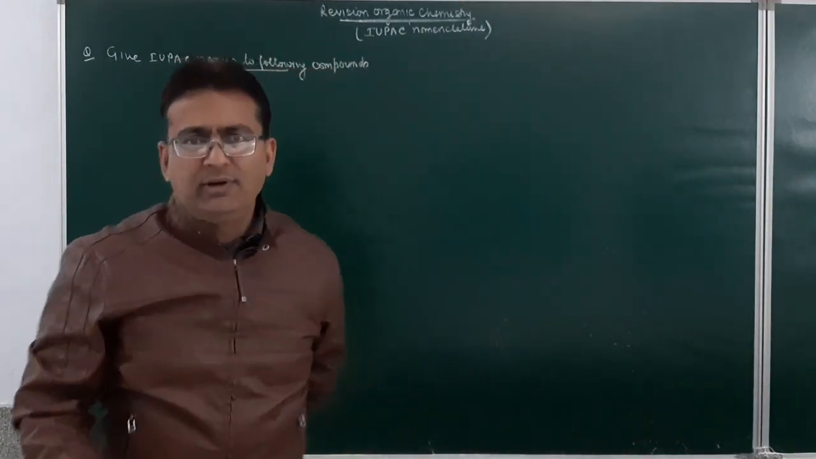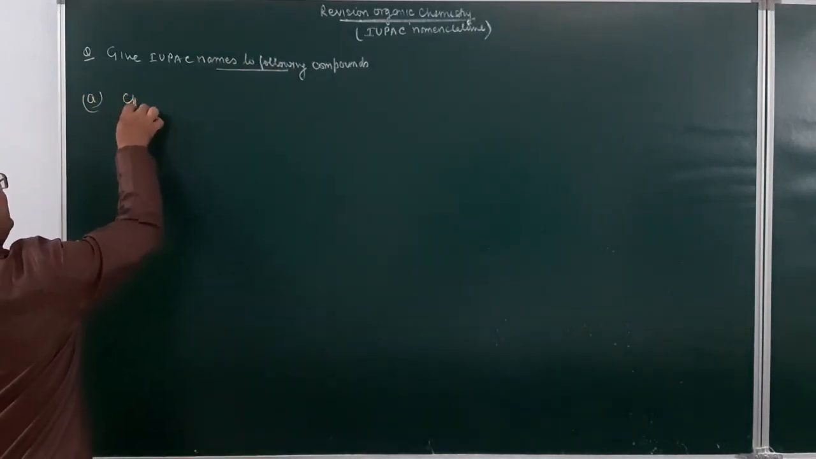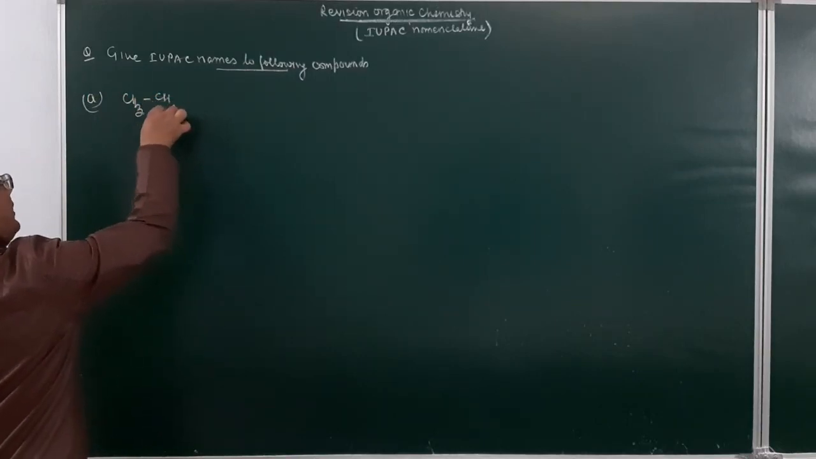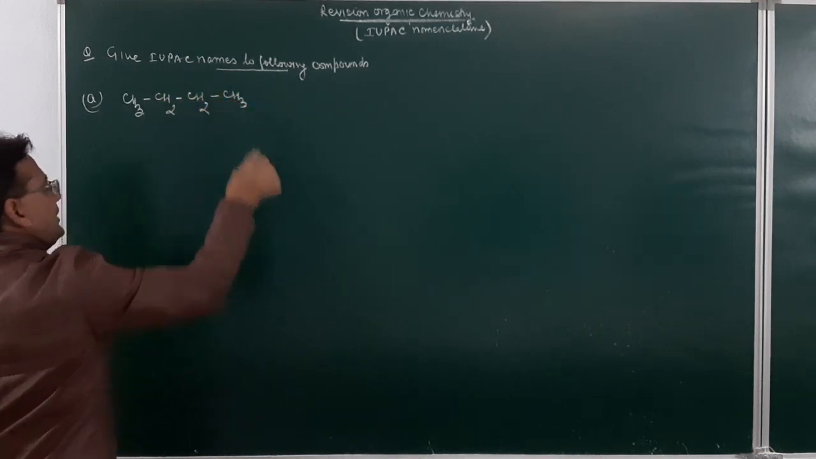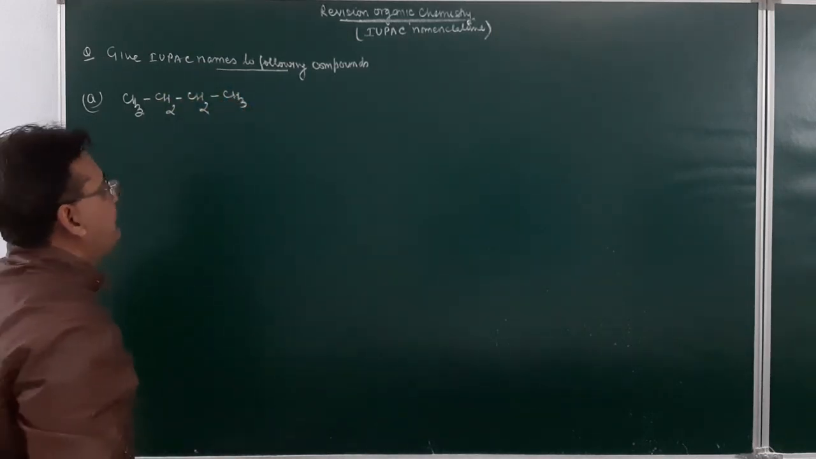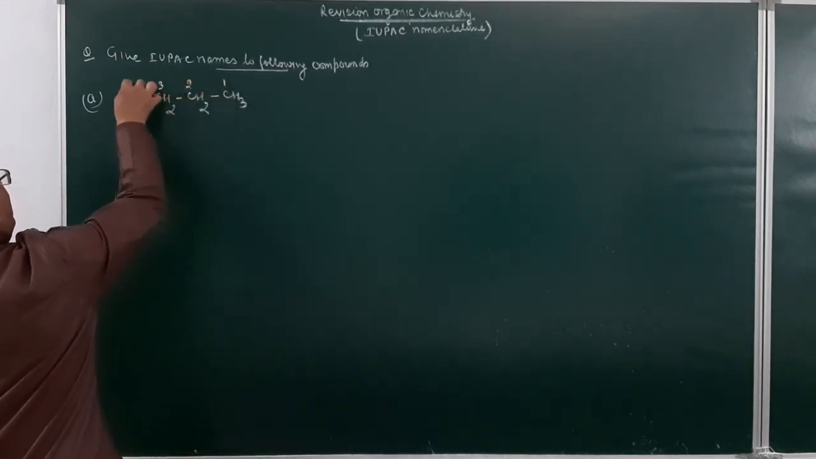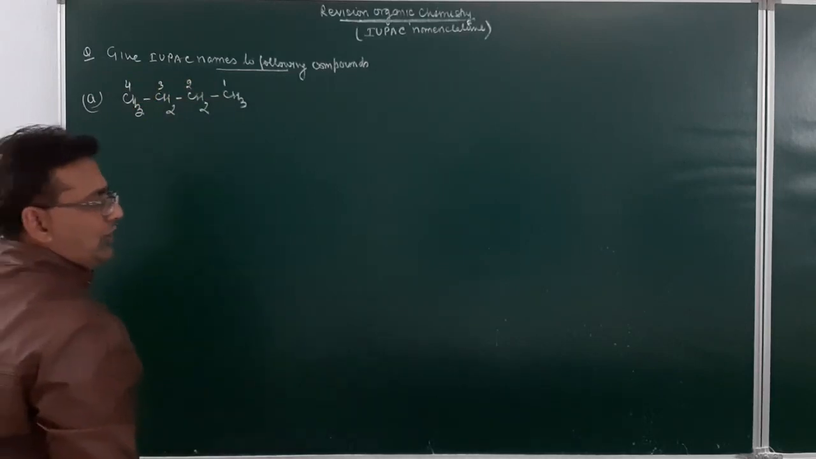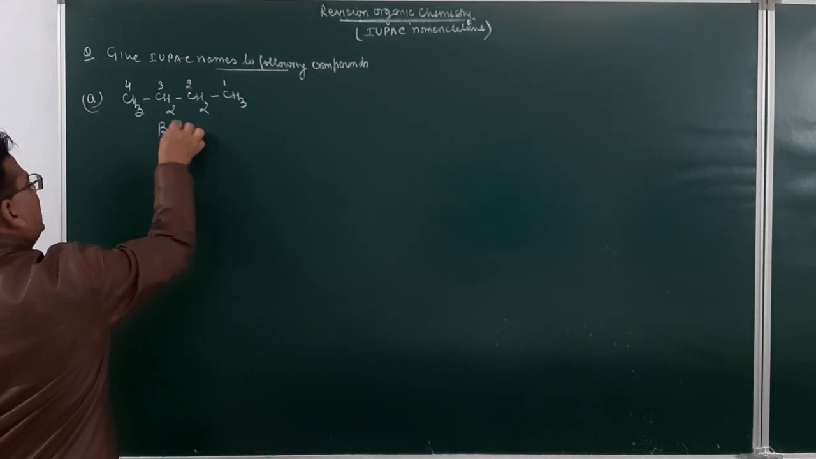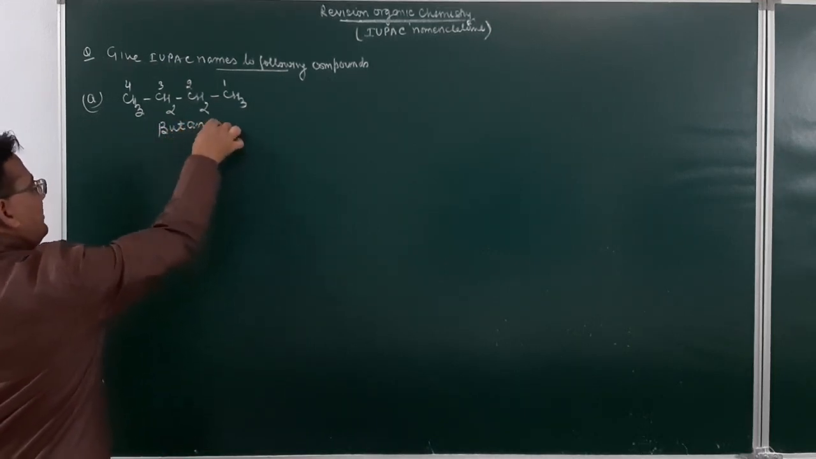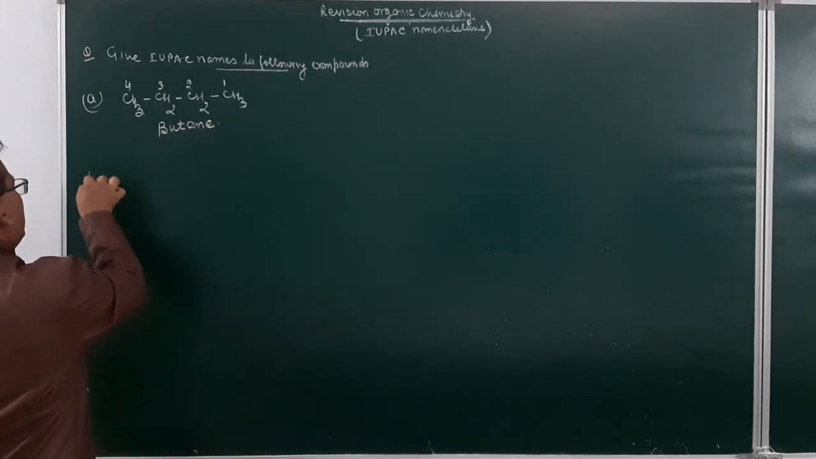Here the first one is, suppose this compound: CH3, then CH2, then CH2, and then again CH3. Suppose we want to give a name to this one. How many carbon atoms? 4. 1, 2, 3, 4. For 4 carbon atoms, what is the root word? But. The name must begin with a capital letter. It will be but, single bonded ane. So, the name will be butane. Am I clear?